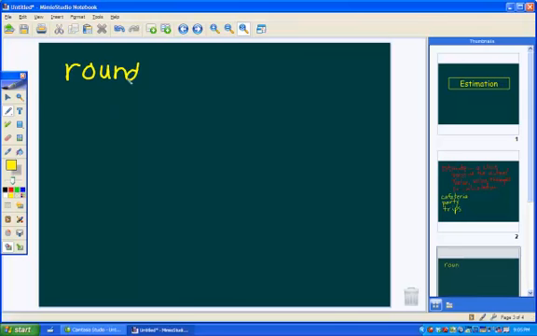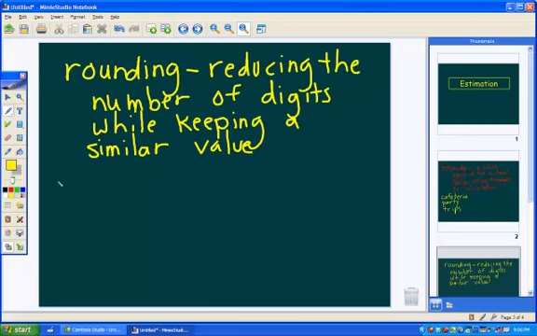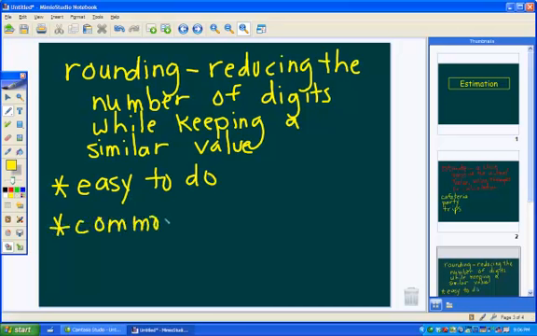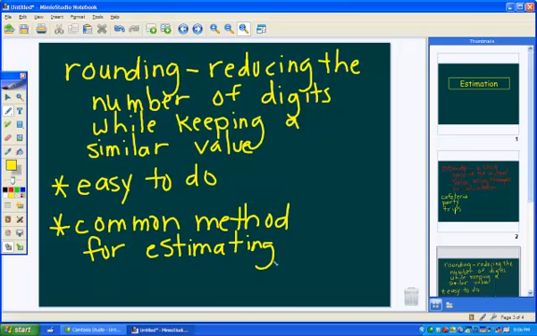And once again, these are still on the teacher side, even though I'm on a different page. Rounding is reducing the number of digits while keeping a similar value. Rounding is, out of the two ways that you could estimate, it's the easy way. So it's easy to do. And it is the most common method of estimation. It's not the only way to estimate, which we're going to talk about the other way tomorrow, but it is the most common method for estimating. And it involves rounding up and rounding down.